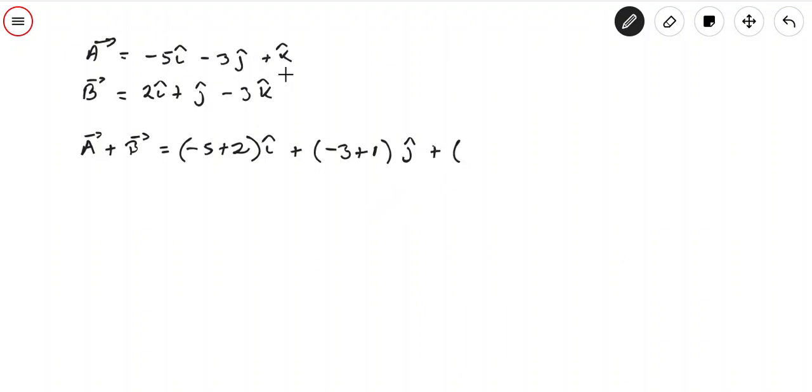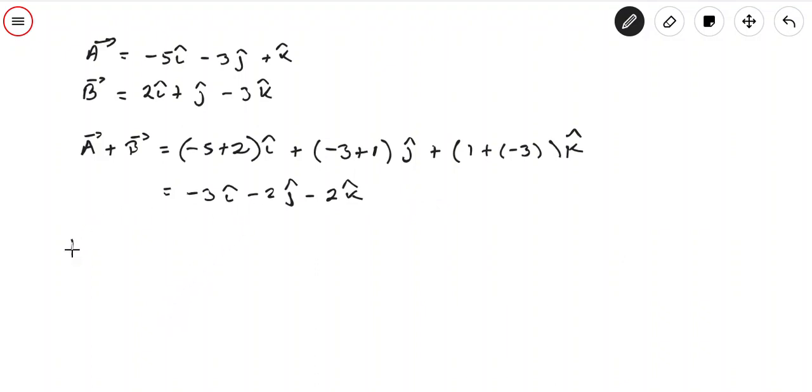plus 1 plus minus 3 k. So negative 5 plus 2 is negative 3i. Negative 3 plus 1 is negative 2j, and 1 plus minus 3 would be negative 2k. So this is how I do the addition of vector a with vector b.